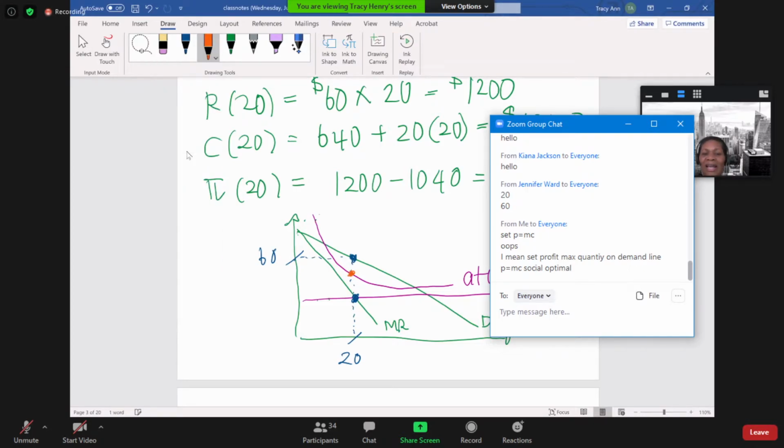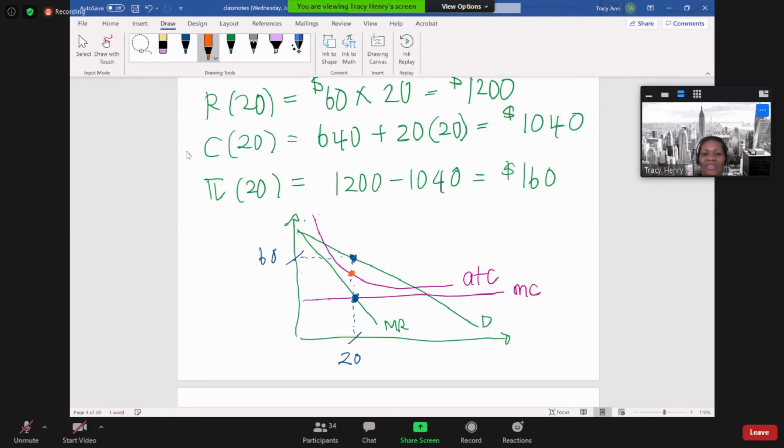Notice that at the quantity of 20, our average total cost is actually equal to 52, right? And so this area, which is bordered by the price, the average total cost, and the quantity, this area is our profit. So this is our profit, which is also equal to your price minus average total cost, times quantity.